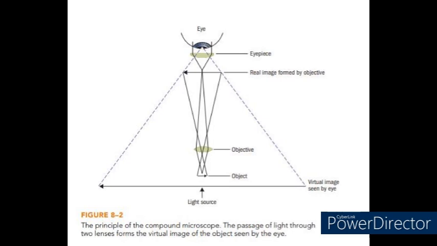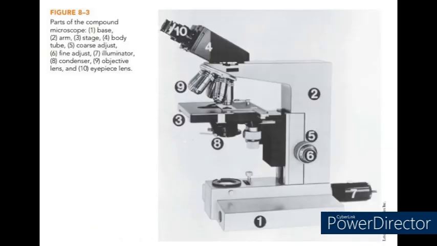This is distinguished from a real image, which can be seen directly, like the image that is projected onto a motion picture screen. The ordinary magnifying glass can achieve a magnification of about 5 to 10 times. Higher magnifying power is obtainable only with a compound microscope, constructed of two lenses mounted at each end of a hollow tube. The object to be magnified is placed under the lower lens, called the objective lens, and the magnified image is viewed through the upper lens, known as the eyepiece lens.